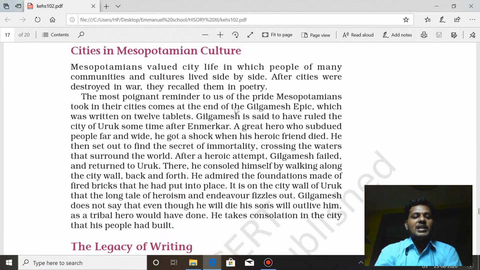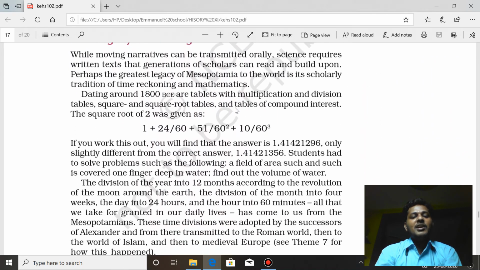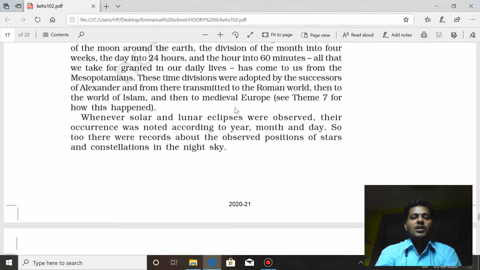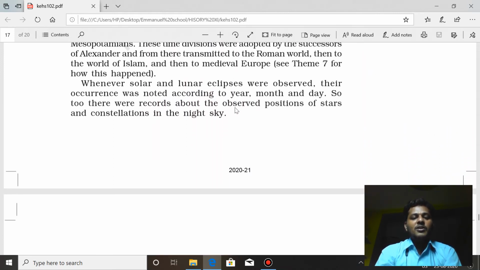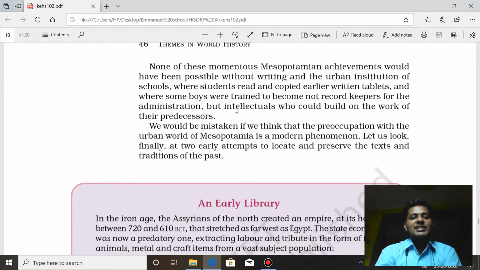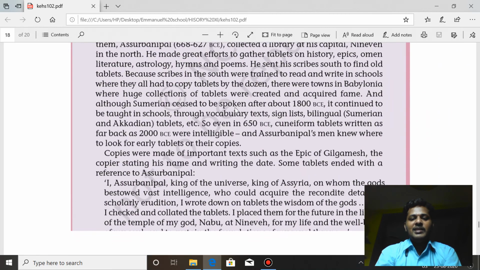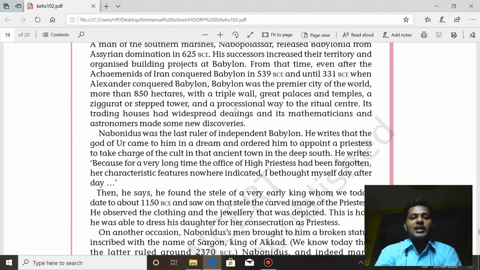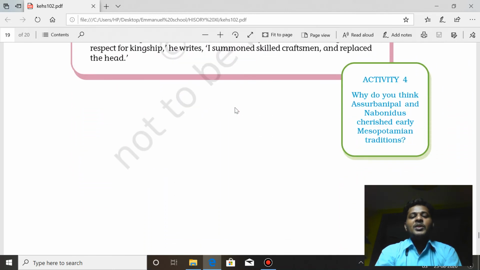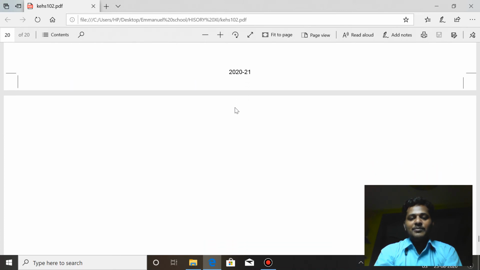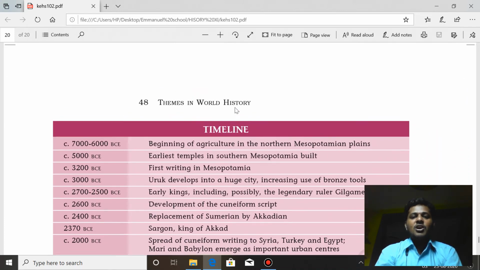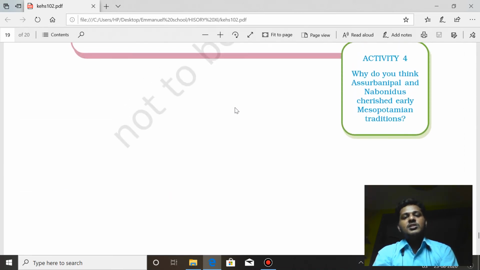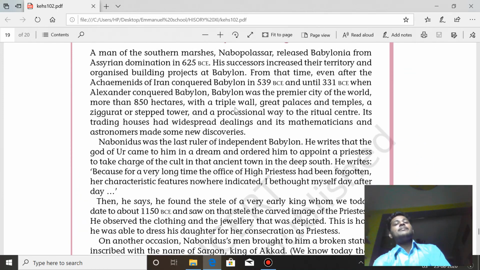Cities in Mesopotamia, culture and legacy of writing we are leaving out. It's not so much into the topic of ours. So with this we are completing this lesson. These two sources, an early library and early archaeologist, we are not reading or taking. So with this we are winding up this lesson. This lesson has 5 plus 3, 8 questions in your copy. 8 questions to be written.